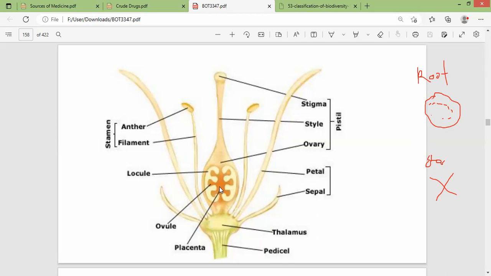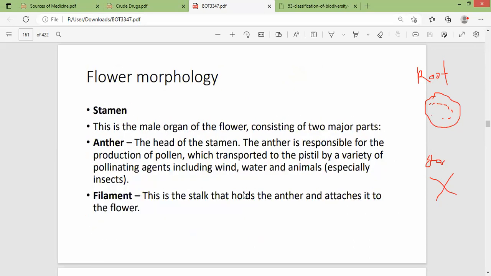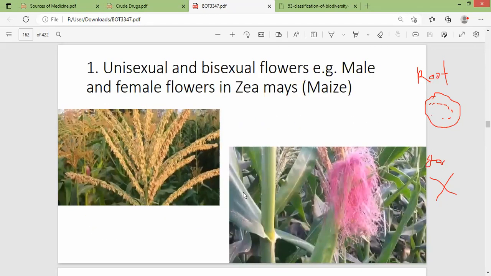So the male portion of the plant, we have the anther and the filament. The female portion is this stigma, right? The style and the ovary, the pistil, the female portion of the plant. So mention all of these male.